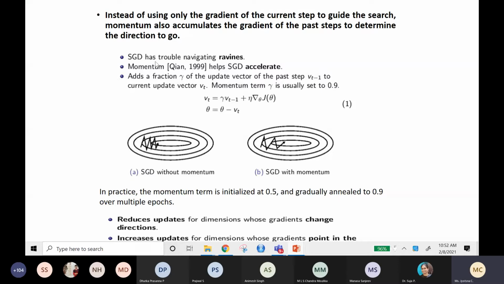SGD is stochastic gradient descent. It has trouble navigating through ravines. Ravines means the steep region of the curve. That deep or steep portion of the curve is called a ravine. When we use stochastic gradient descent, it has trouble traveling that region, because it should not miss the local minimum. So the weight updation becomes very slow, because it should not miss that local minimum point.